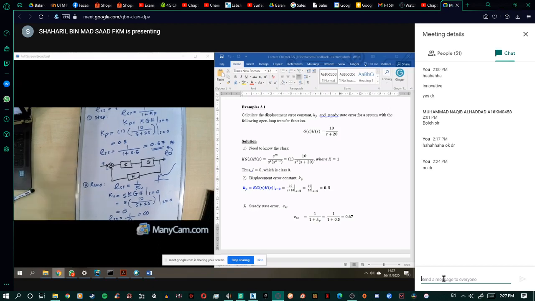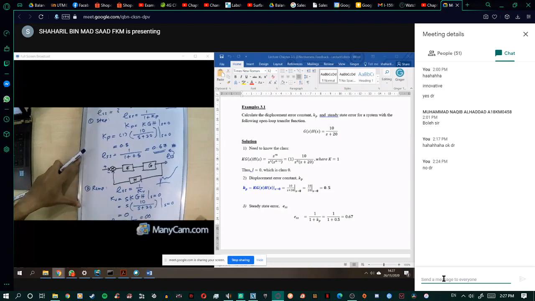Basically, if you want to determine the steady state error, since s approaches 0, just put s as 0, right? Like in most cases. Correct. This is one way.